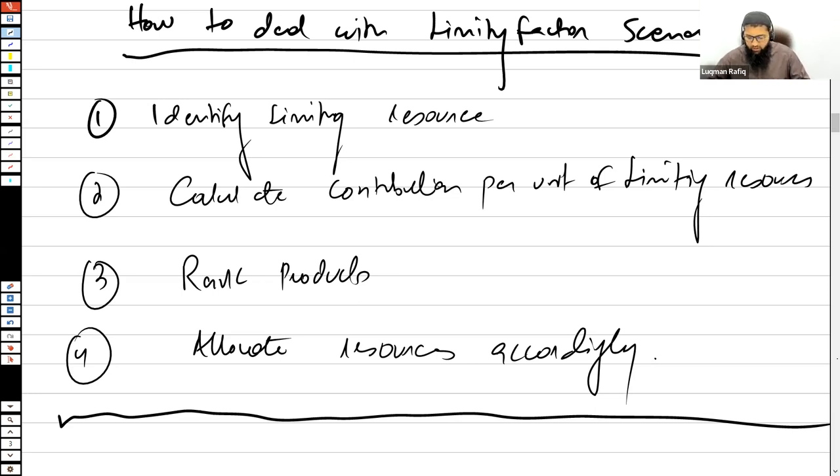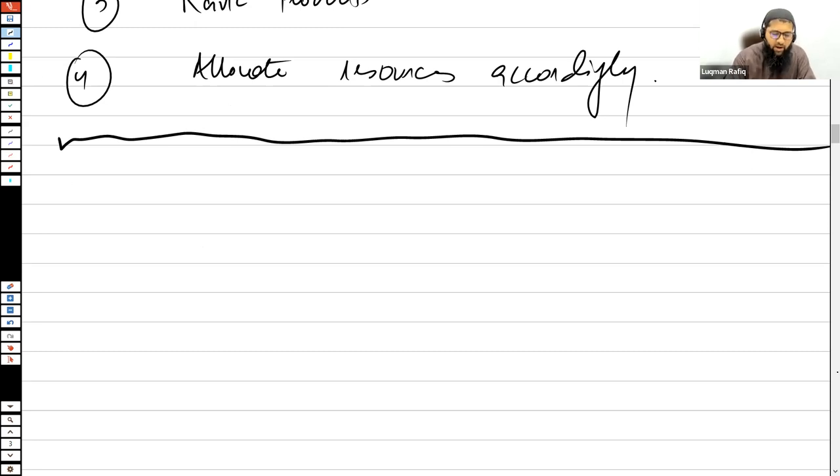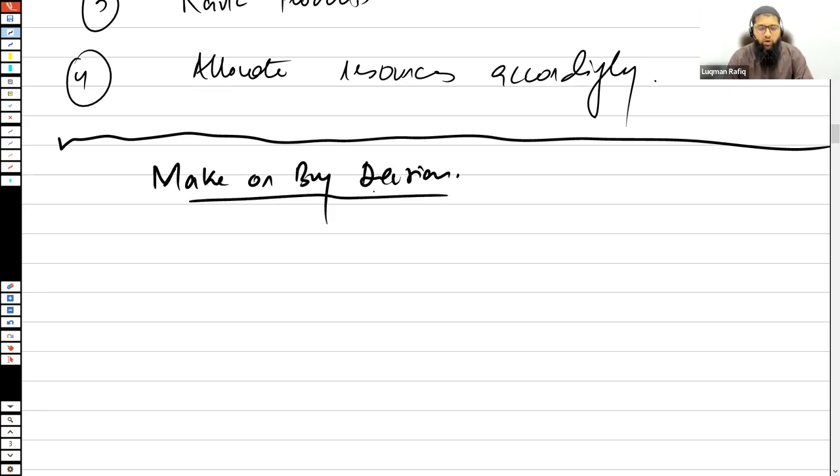This is how you deal with the limiting resource. Now, what next? The next situation is that at times there are make or buy decisions. What exactly happens with respect to a make or buy decision?